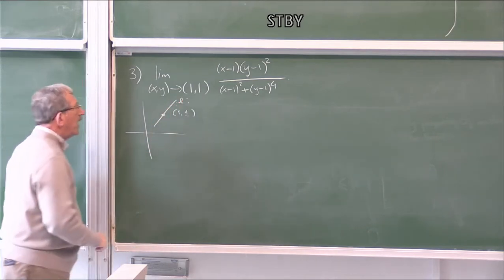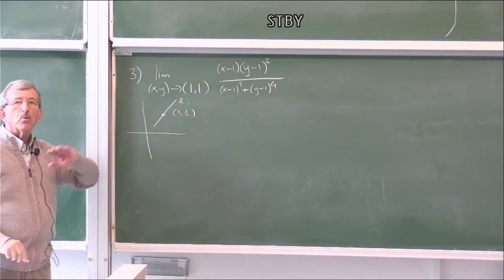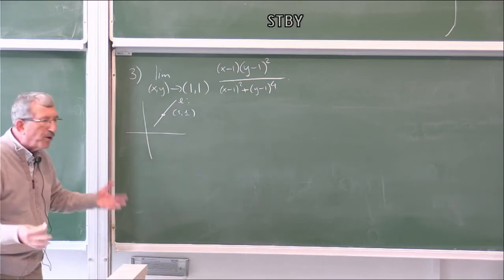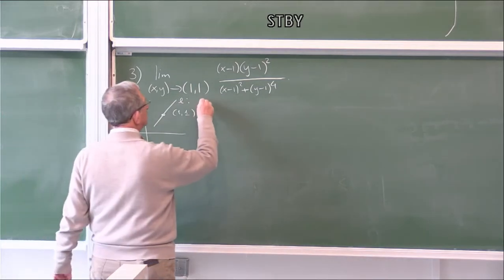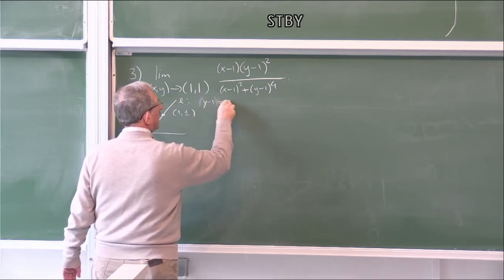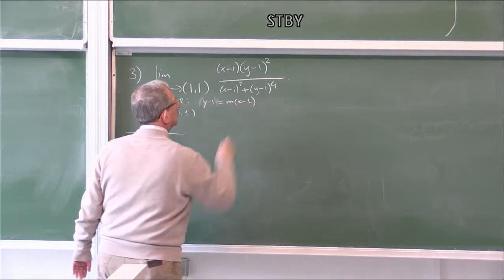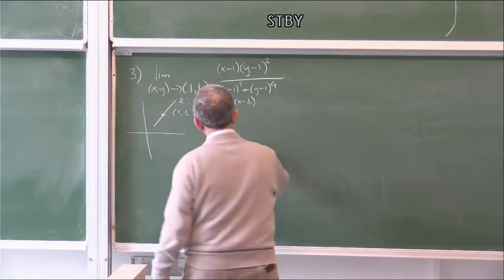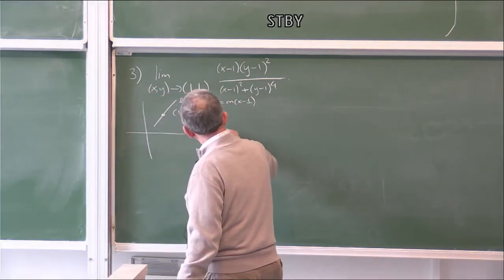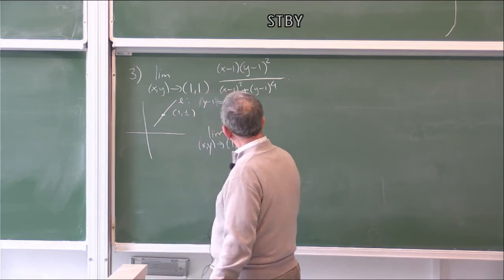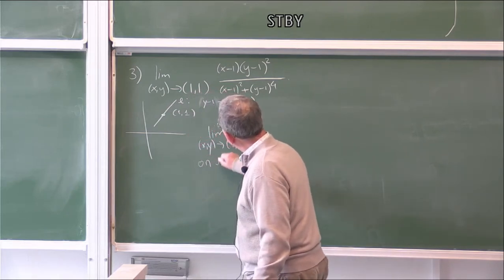An arbitrary line through the point (1, 1), of course, means that only the slope can change because the point is fixed. So y minus 1 will be m times (x minus 1). It passes through (1, 1) and the slope is m. Okay, so let us look at the limit when (x, y) goes to (1, 1) and on L.